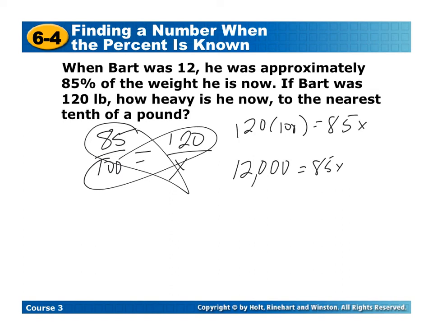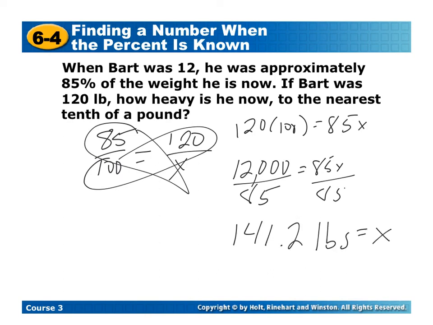My writing's getting kind of sloppy. And we're going to get, to the nearest tenth of a pound, 141.2 pounds is equal to his current weight.